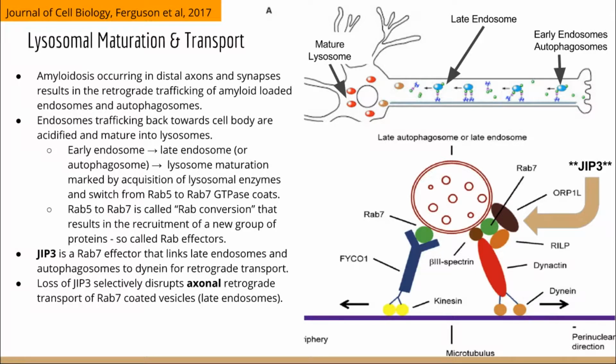So if a research team wanted to see how specific defects in axonal retrograde endosome transport affected something like amyloid beta production, they would look at the effect of JIP3 knockouts. And that's exactly what the current paper did. They knocked out JIP3 to essentially block this process of early endosome to late endosome to lysosome maturation. And this prevents late endosomes from linking up with dynein, and so they're unable to get retrogradely transported and mature.